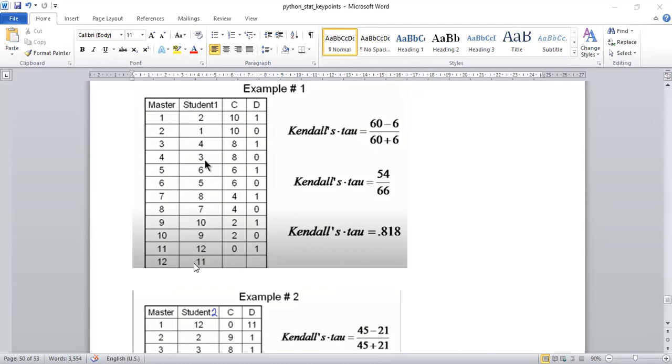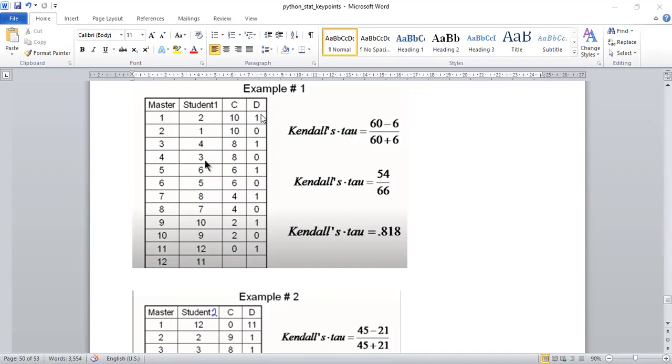Okay, understood. So now if you total the concordant pairs: 10 plus 10 plus 8 plus 8 plus 6 plus 6 plus 4 plus 4 plus 2 plus 2 plus 0, this is in total 60.